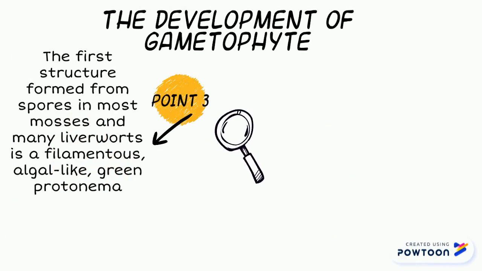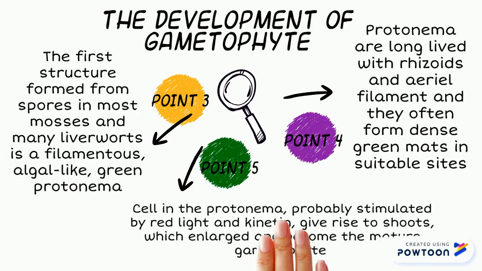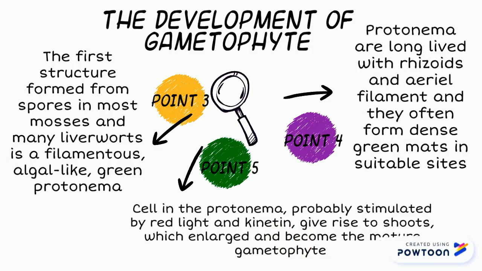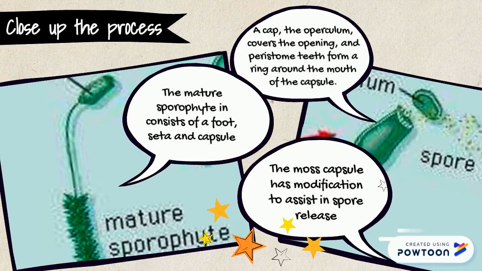The first structure formed from a spore in most mosses and many liverworts is a filamentous, alga-like, green protonema. Protonema are long-lived with rhizoids and aerial filaments, and they often form dense green mats in suitable sites. Cells in the protonema, probably stimulated by red light and kinetin, give rise to shoots which enlarge and become the mature gametophyte. Now, this is the close-up of the process.